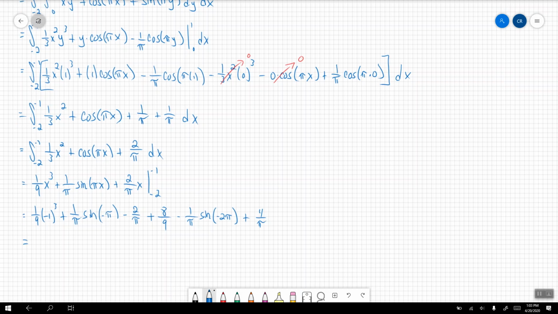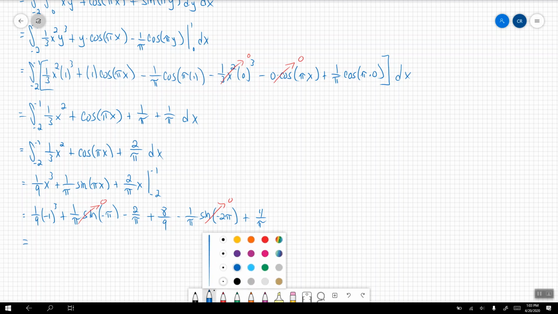All right, it's looking good so far. All right, now sine of 2 pi, can we all agree that's just 0? Sine of pi, hey, look at that. Or sine of -pi, that's just going to be 0 as well. All right, so that's not too bad. All right, so let's see what we have here.